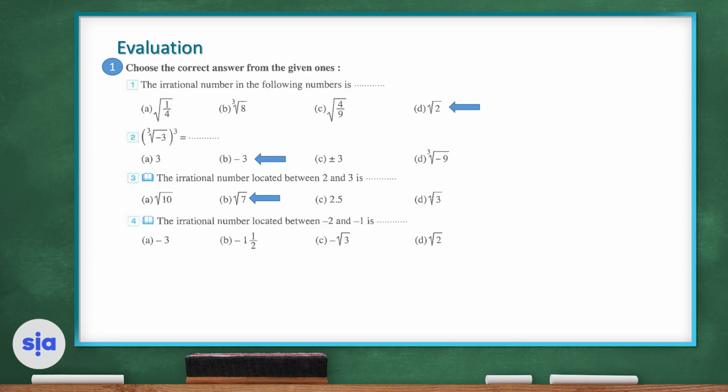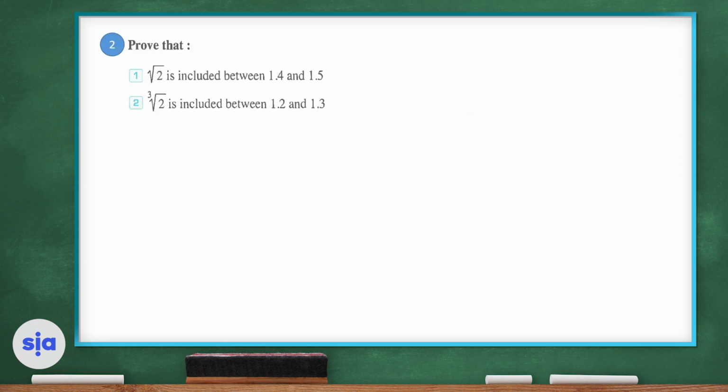Question 4. The irrational number located between negative 2 and negative 1 is what? For sure it is a negative number and it has to be irrational. So, choice A is not correct because it's rational. Choice B is not correct because it's rational. Choice D is not correct because it's not a negative number. Then choice C is the irrational number located between negative 2 and negative 1.